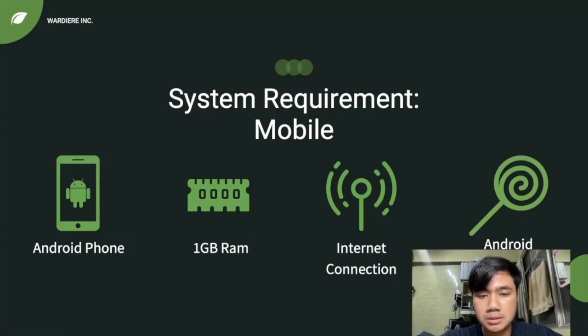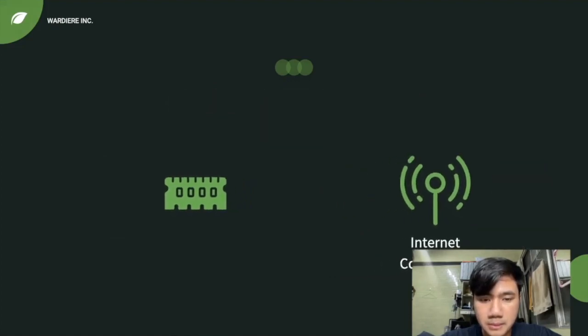The first one is for the mobile. The user must have an Android phone with at least 1 GB of RAM, also need an internet connection, and at least Android Lollipop 5.0.